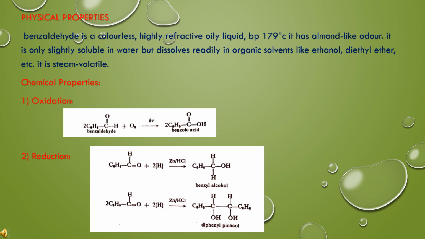Next we are going to discuss the chemical properties. Benzaldehyde undergoes oxidation in UV light, and we get benzoic acid. Oxidation means addition of oxygen. So oxygen is added to benzaldehyde and we get benzoic acid. Another reaction, reduction: benzaldehyde undergoes reduction in the presence of zinc and hydrochloric acid, and we get benzyl alcohol. Here hydrogen is added to benzaldehyde. In another reduction process, we get hydrobenzoin, a diphenyl pinacol.